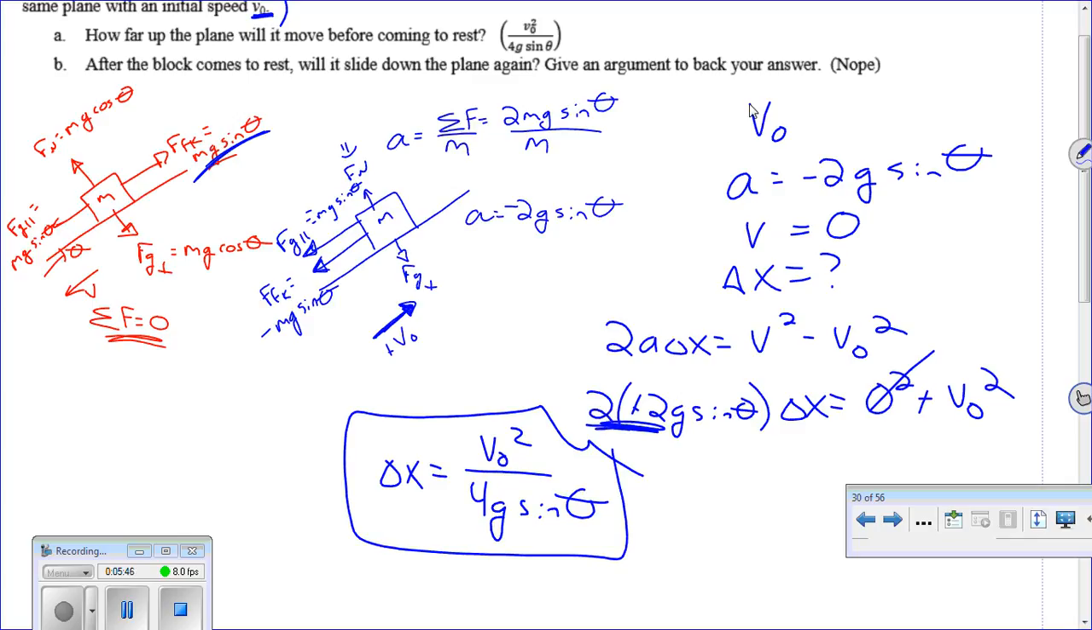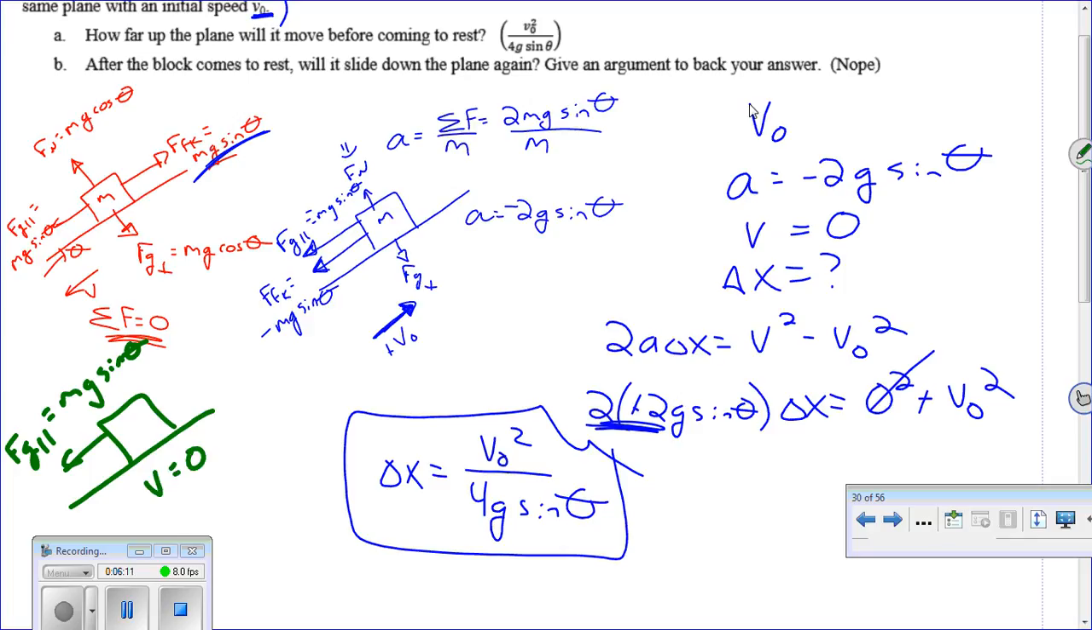Now, B wants to know, after the block comes to rest, is it going to slide down the ramp again? Well, after the block comes to rest, here's the deal. Here's the block. We're going to have our FG parallel pulling down the ramp, mg sine theta. It's at rest right now, for a brief moment.